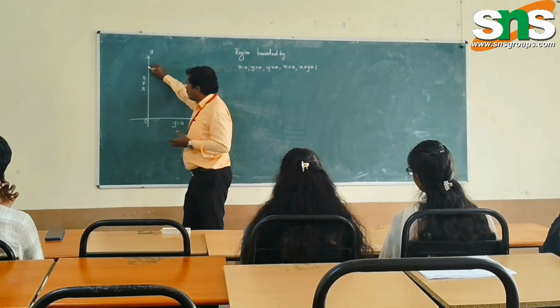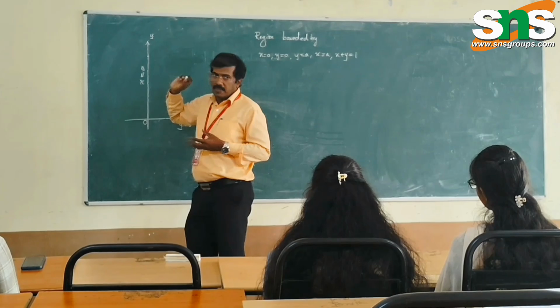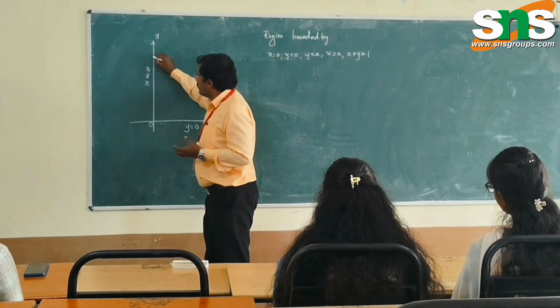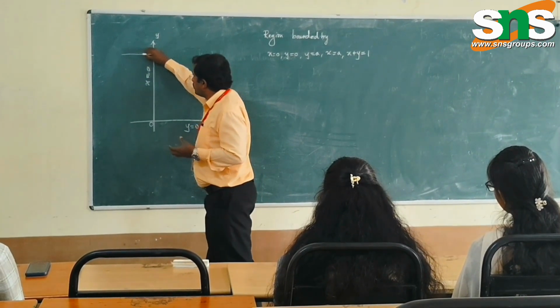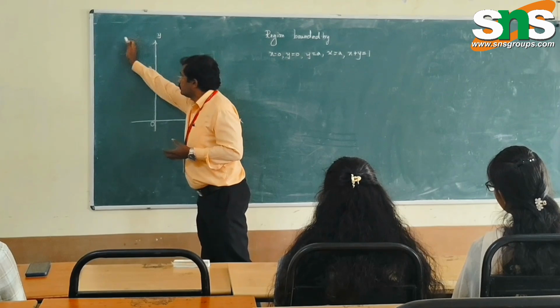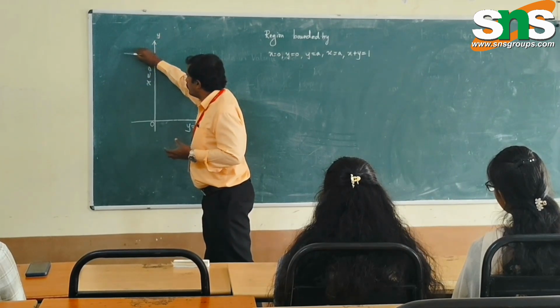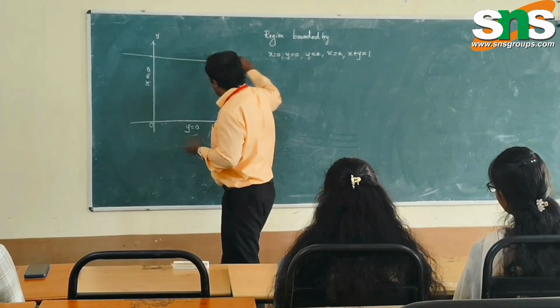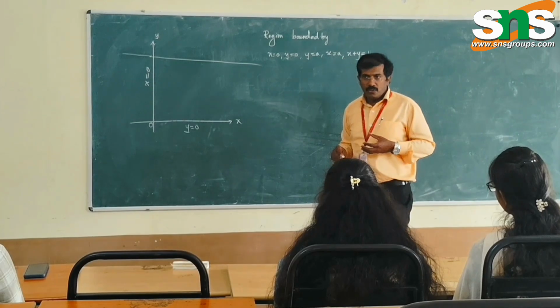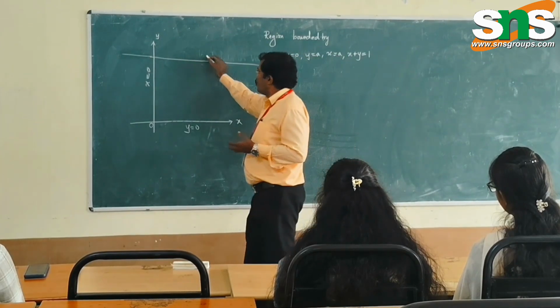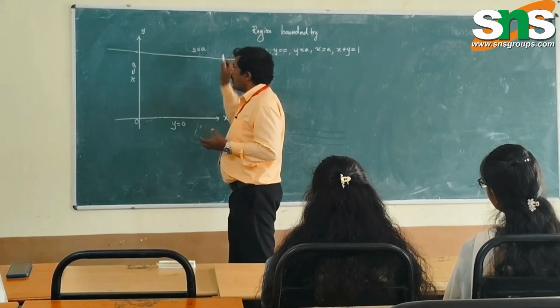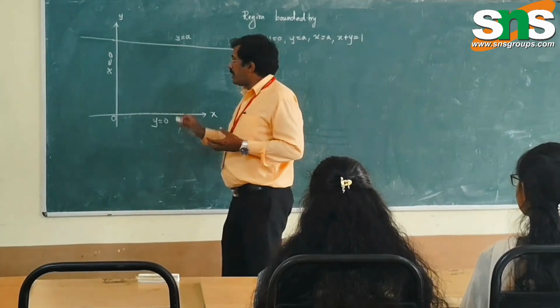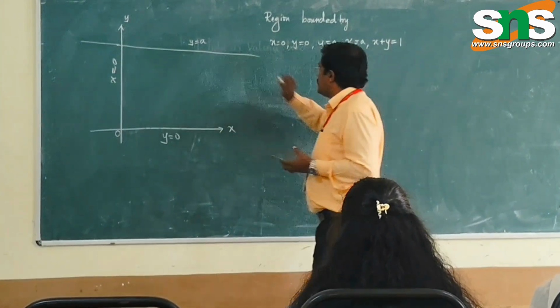Maybe if I take this particular point where y is a, can I draw a line on this? So can I draw a line like this? So here this is y equal to a. Am I right? Y equal to a line.